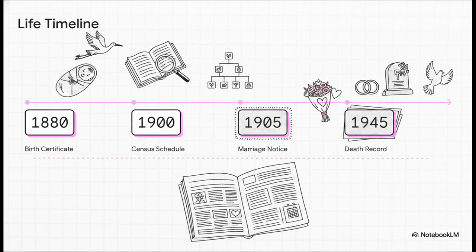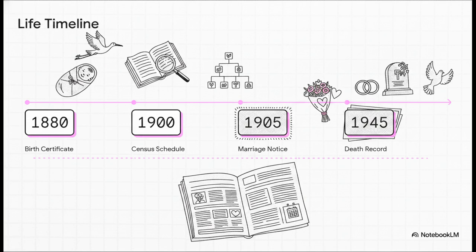You might start with an 1880 birth certificate. Fast forward 20 years and you spot them on the 1900 census. By 1905, maybe you find a marriage announcement in a local paper, and eventually you cap it all off with a 1945 death certificate. By layering vital records, censuses, and newspapers, you build a really solid timeline.